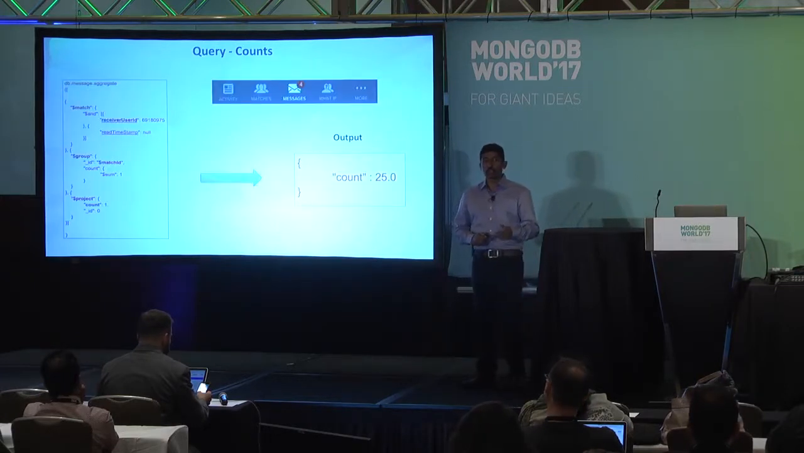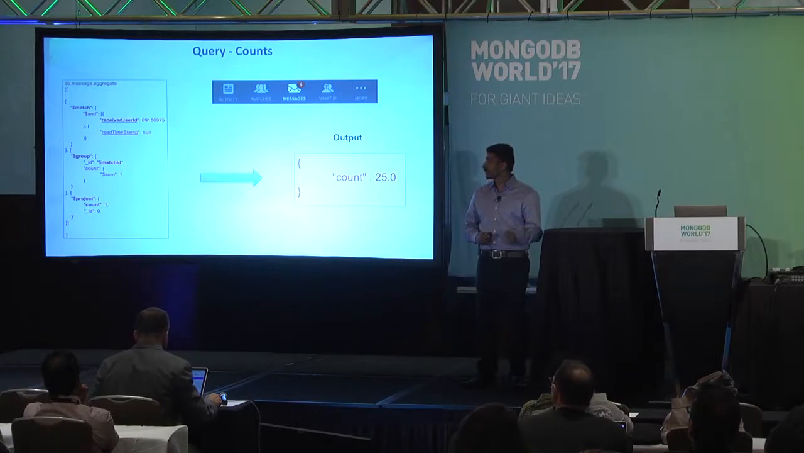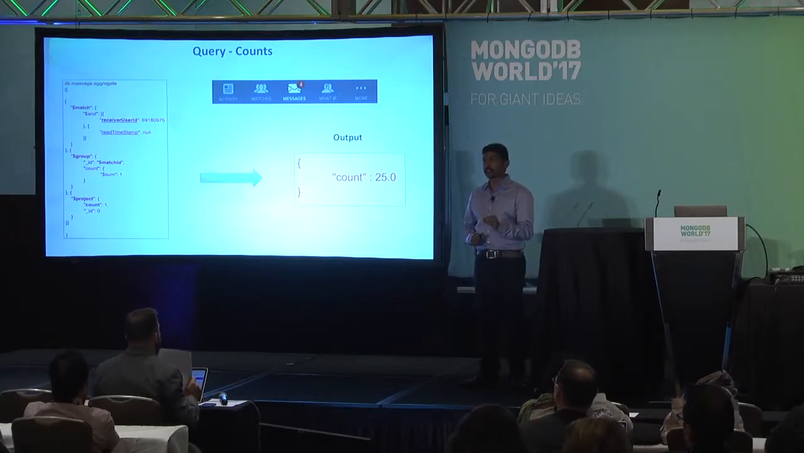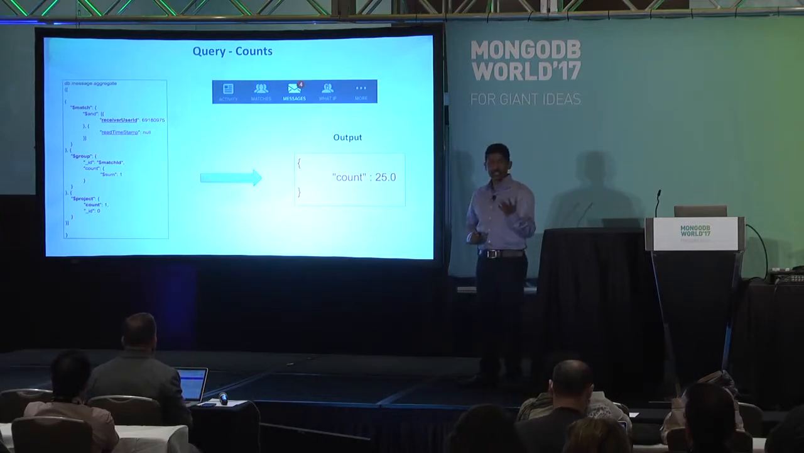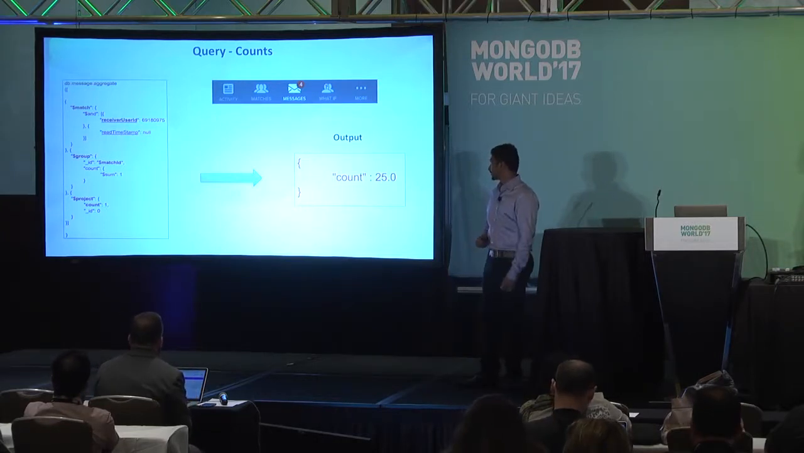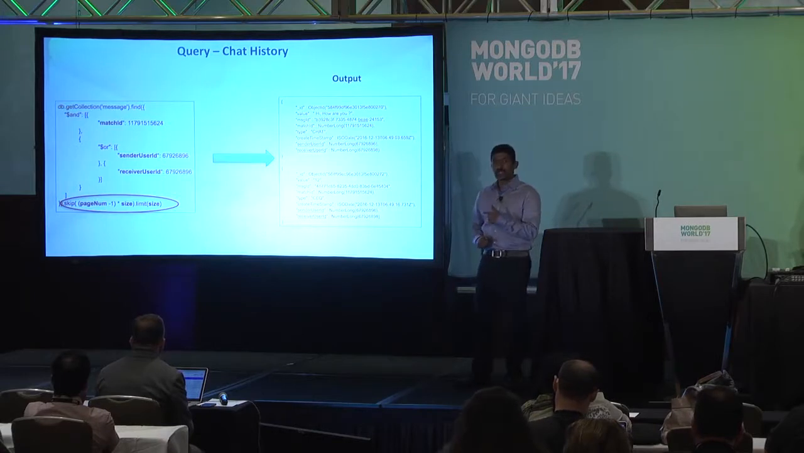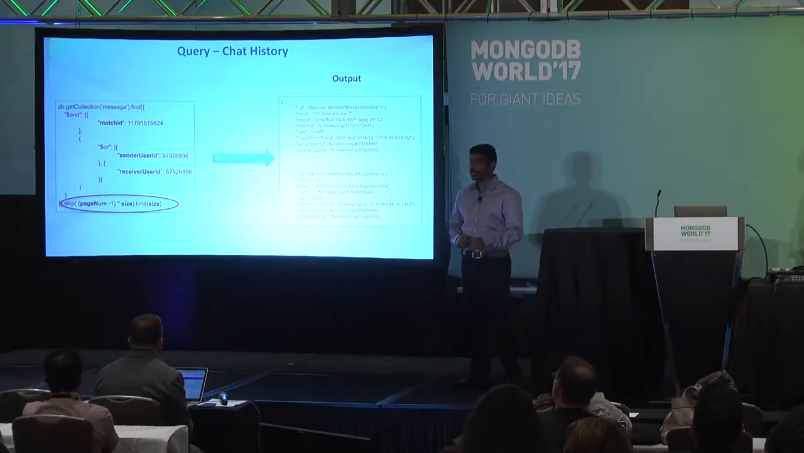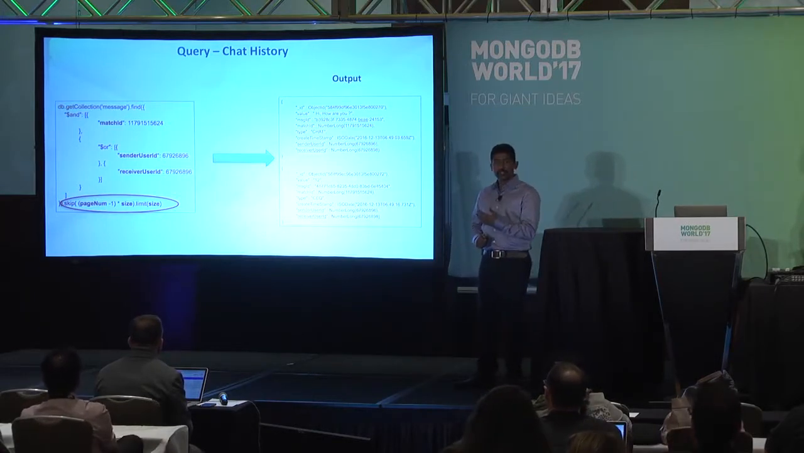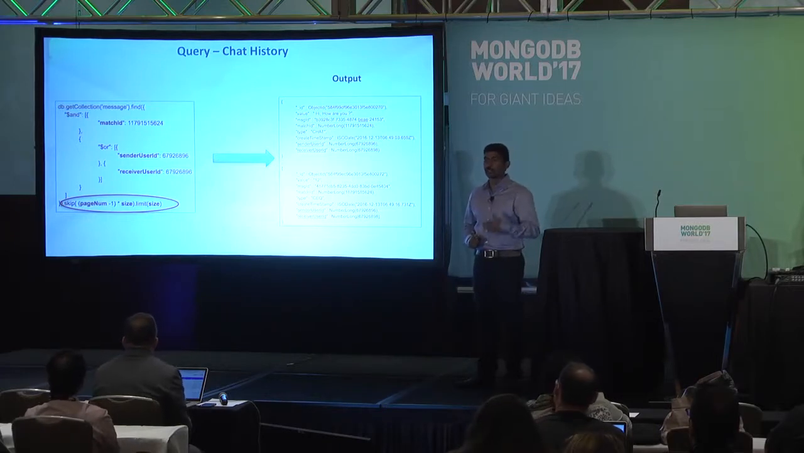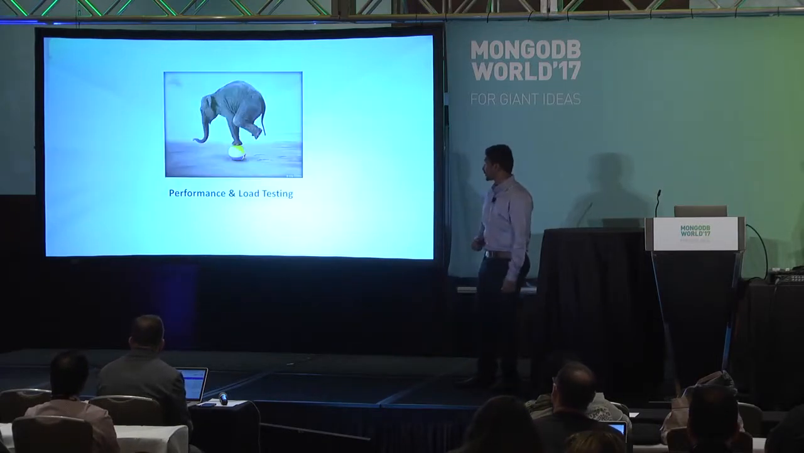In order to show the count of new messages received by a user, this is the query that we use. This aggregates the count of unread messages associated with a user across his matches. This is the query that we use for the chat history. The skip and limit functions are used to provide a paginated view of the chat history.